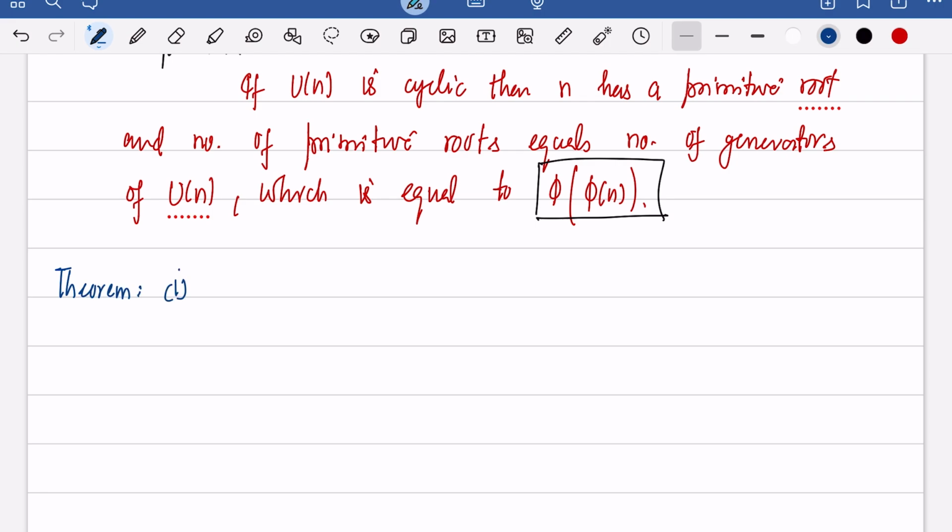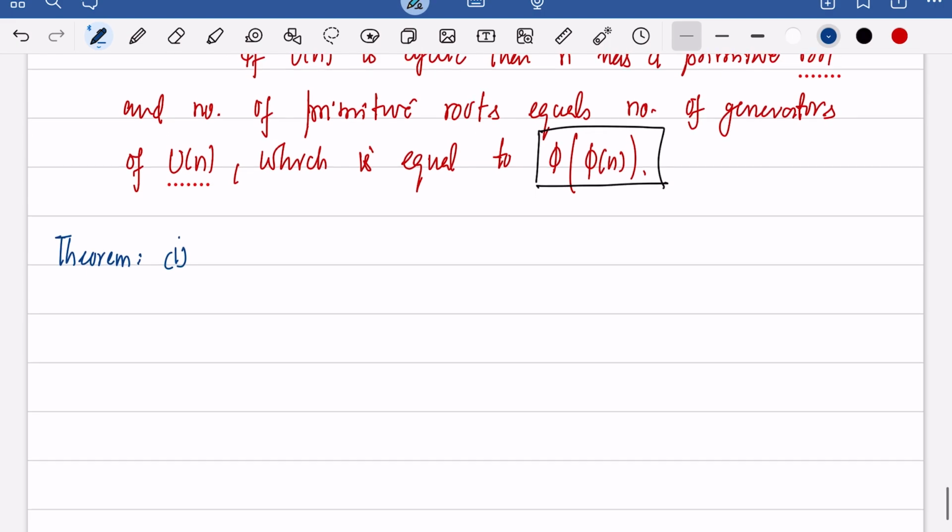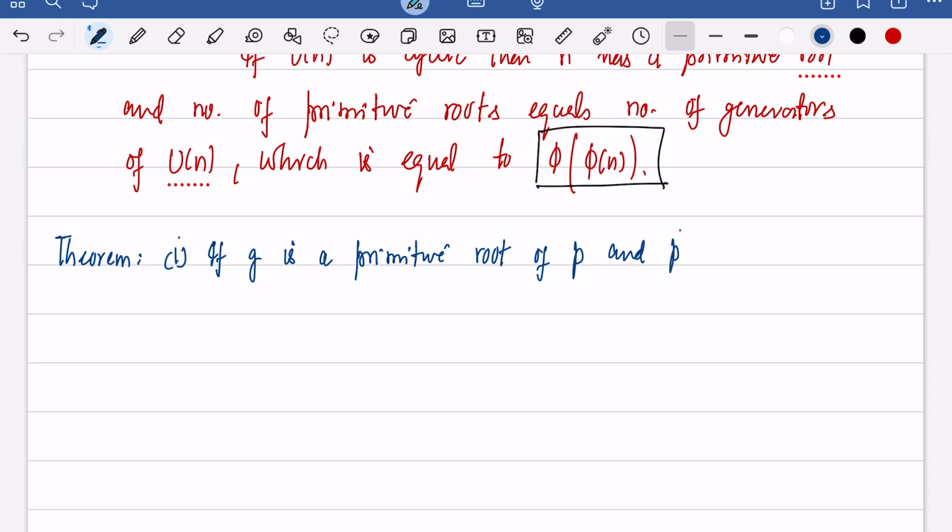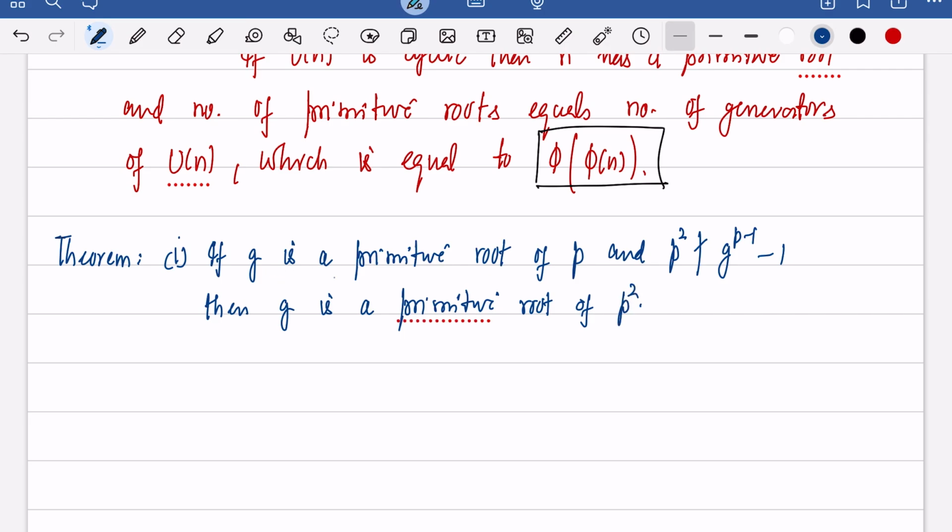Now let's come to some theorems regarding these primitive roots. We mention just two theorems here, and they are sufficient for finding the primitive roots of any positive integer n. If g is a primitive root of p and p squared does not divide g to the power p minus 1, then g is a primitive root of p squared. This result means that if g has order phi(p) in Up and p squared does not divide g to the power p minus 1, then in Up squared g has order phi(p squared).